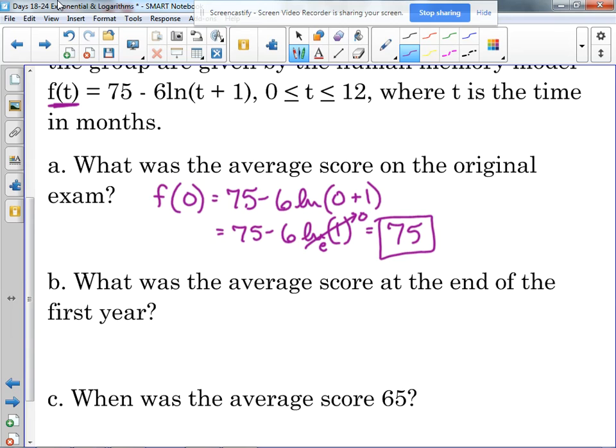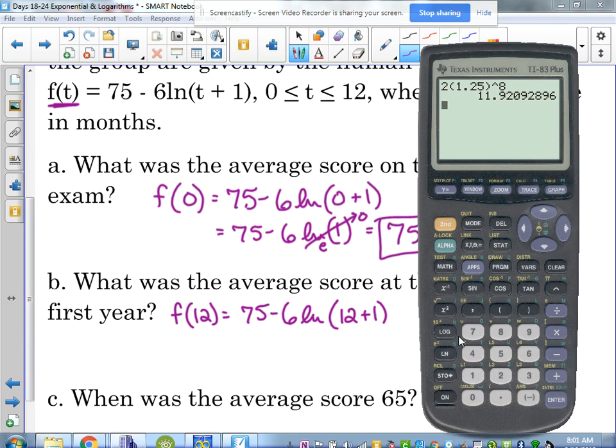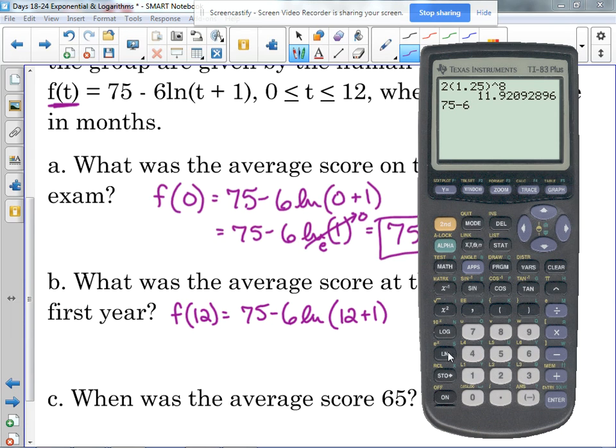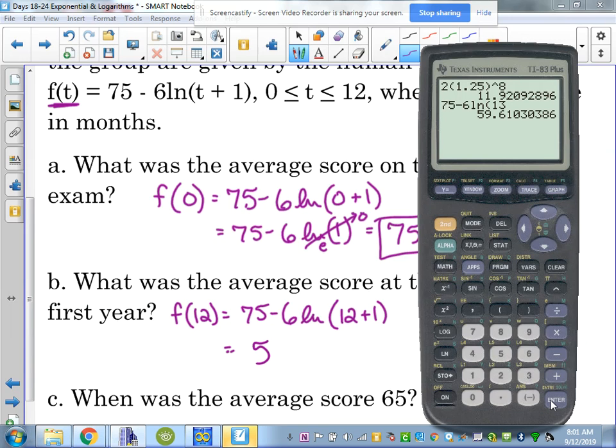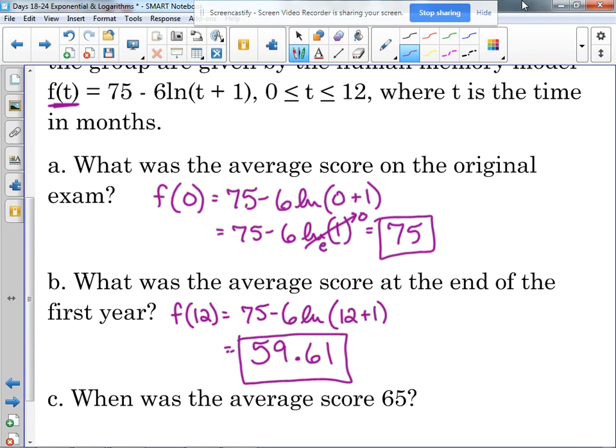Let's see how much it dropped. At the end of the first year, okay, plugging in 12. Now, we are going to have to use our calculator on this one. So 75 minus 6 natural log of 13. At the end of the first year, they went from a 75 to, well, failing in the college world. Well, failing in our world too. Less than a 60 is failing. So failing right there, 59.61 after a year.